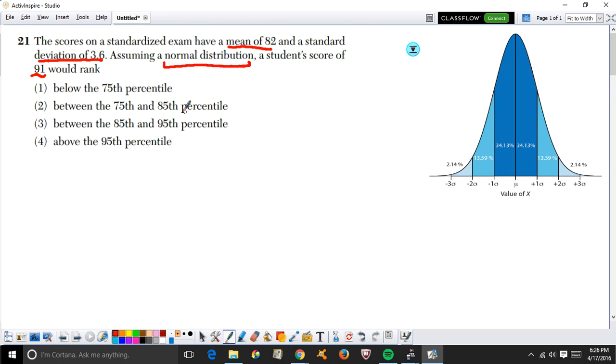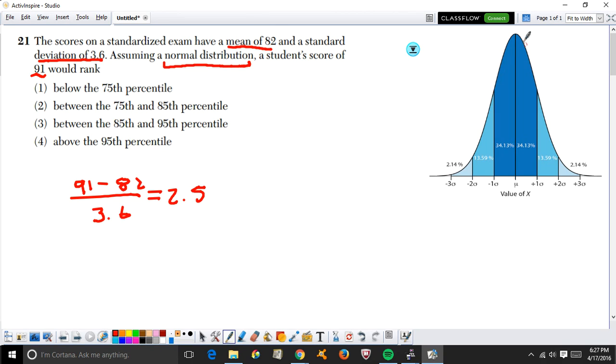If we want to find out the percentile our point of interest is located at, we need to see how far that point is from the mean in terms of standard deviation. How many standard deviations is our point away from our mean? In order to do that, we're going to put our point 91 minus 82, which is our mean, and we're going to divide it by the standard deviation, which is 3.6. If we do that correctly, we see that we are 2.5 standard deviations away from the mean.